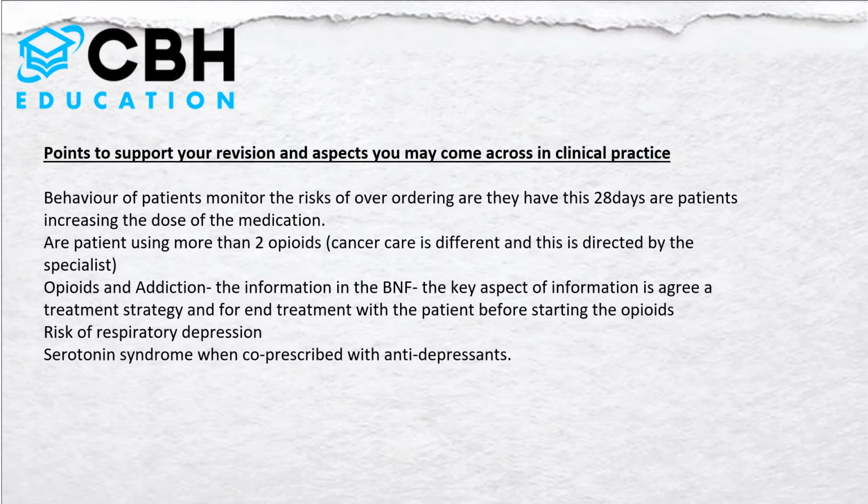Opioids and addiction. Because of the risks associated with opioids, and you've seen with the opioid epidemic in both the UK and USA, one of the things now is a treatment plan. So before initiating the opioid, you explain the risks about initiating, where the dose, how it's going to be increased, the maximum dose, and the withdrawal strategy from the patient as well. You'll talk about the risk of respiratory depression to them, and then obviously the risk of serotonin syndrome when it's co-prescribed with antidepressants or if the patient's using illegal drugs as well.